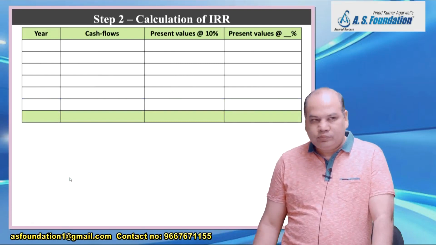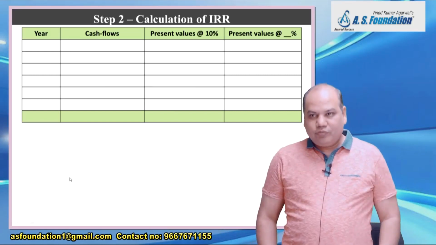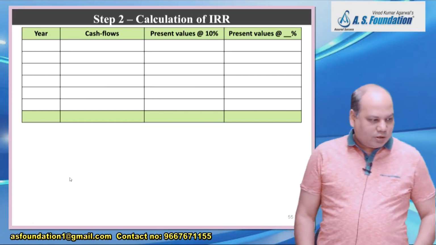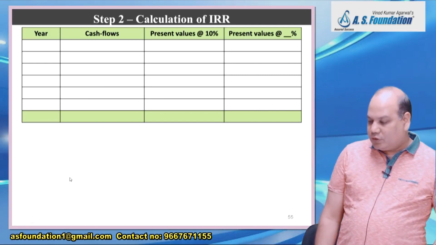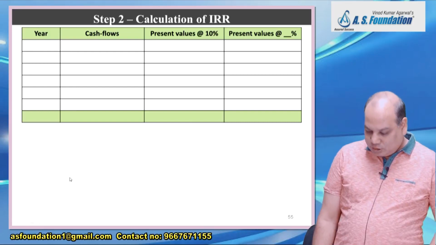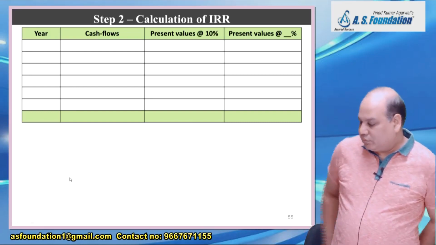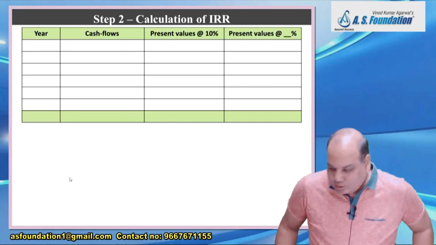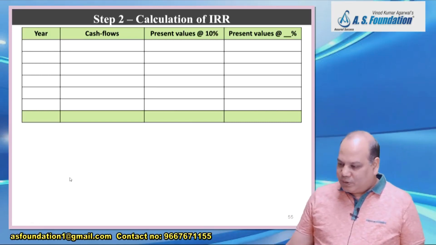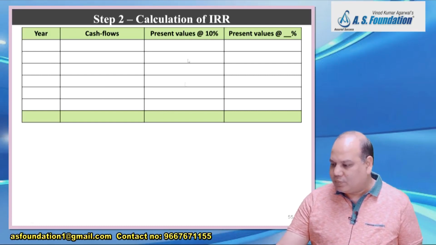Calculation of IRR. First write down year, then write cash flow, then write present value, and then write down again present value at the rate of dash dash %. This we will decide. If I get positive, I'll increase it. If I get negative, I'll decrease it.